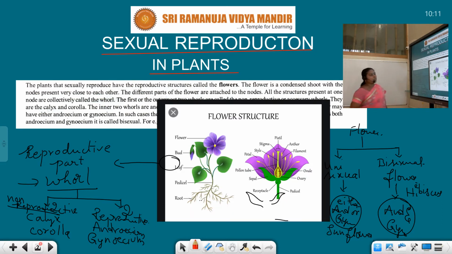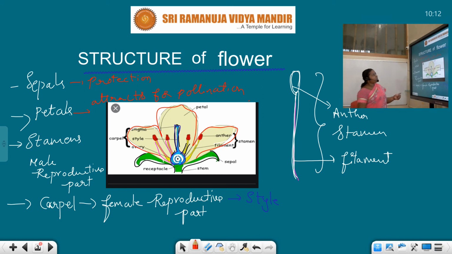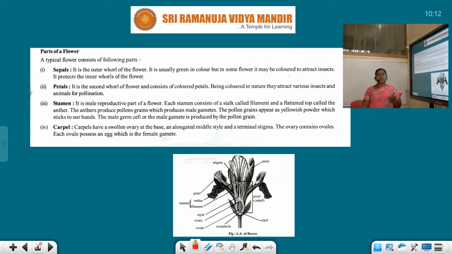I think I have already discussed all these in the last class. Once again, I would like to give a small review of the previous class. Then I'll start today's topic. See students, structure of flower. Actually, a typical structure of flower consists of 4 different parts. Those are sepals, petals, stamen and the carpels. Sepals, petals, and in the center we have the stamen and the carpel.